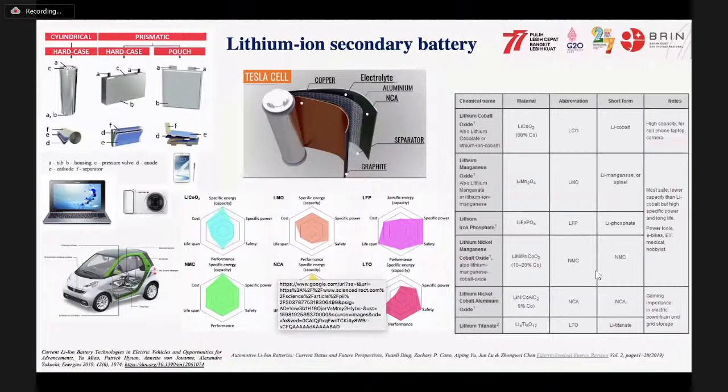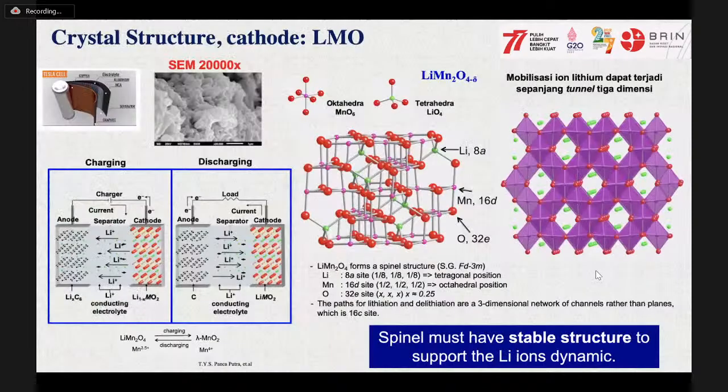And it is already known that for the battery, we have the cathode, anode, and also electrolyte. And we have many types of cathode and battery here and their applications. And this is some explanation. It was already explained before.